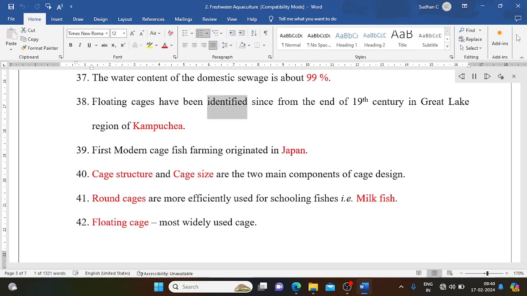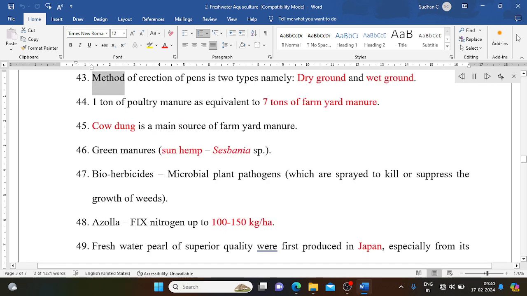Floating cages have been identified since the end of the 19th century in the Great Lake region of Kampuchea. First modern cage fish farming originated in Japan. Cage structure and cage size are the two main components of cage design. Round cages are more efficiently used for schooling fishes, i.e. milkfish. Floating cage, most widely used cage. Method of erection of pens is of two types, namely, dry ground and wet ground.